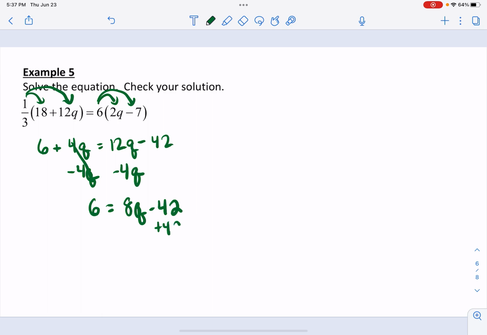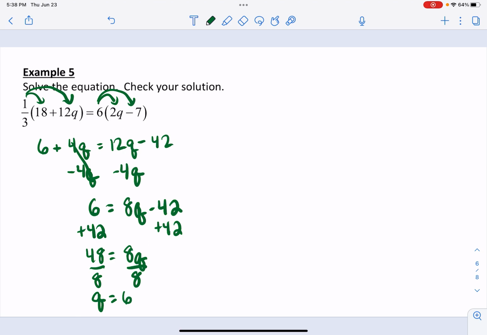I add a 42 to both sides. 42 plus 6, 48. I divide by 8. I don't know why I always struggle with 48 divided by 8. I don't know why. I never really remembered that one. And so therefore, q is equal to 6.